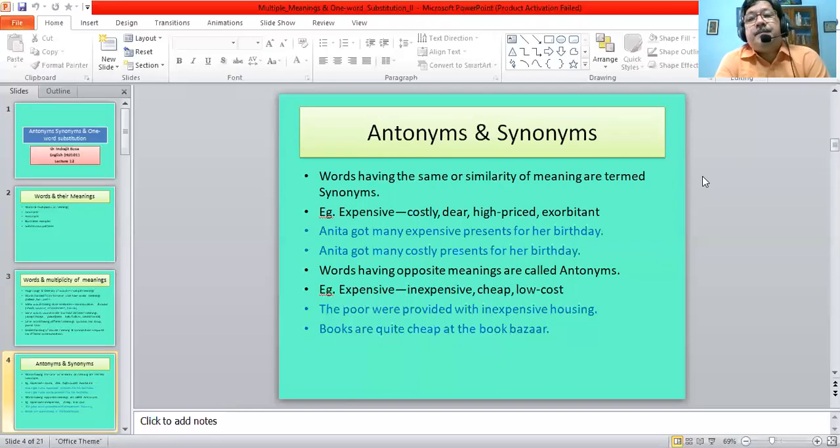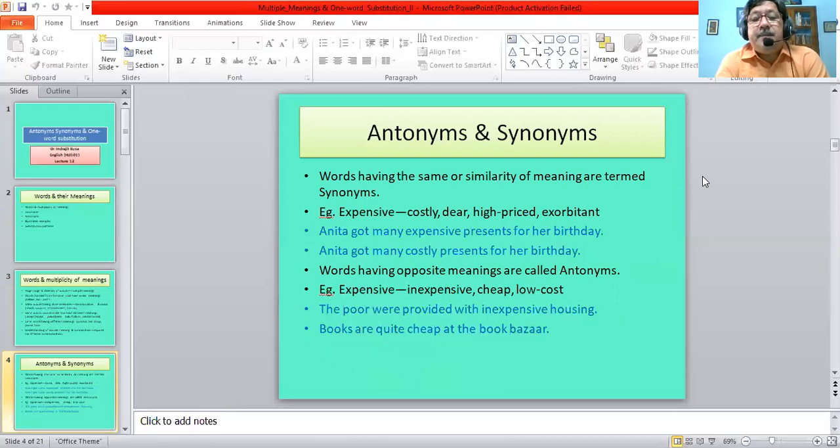On the other hand, what are antonyms? Words having opposite meanings are called antonyms. For example, expensive as opposed to inexpensive. We have cheap or low cost. So the poor were provided with inexpensive housing. So that is, they were provided with low cost housing facilities.